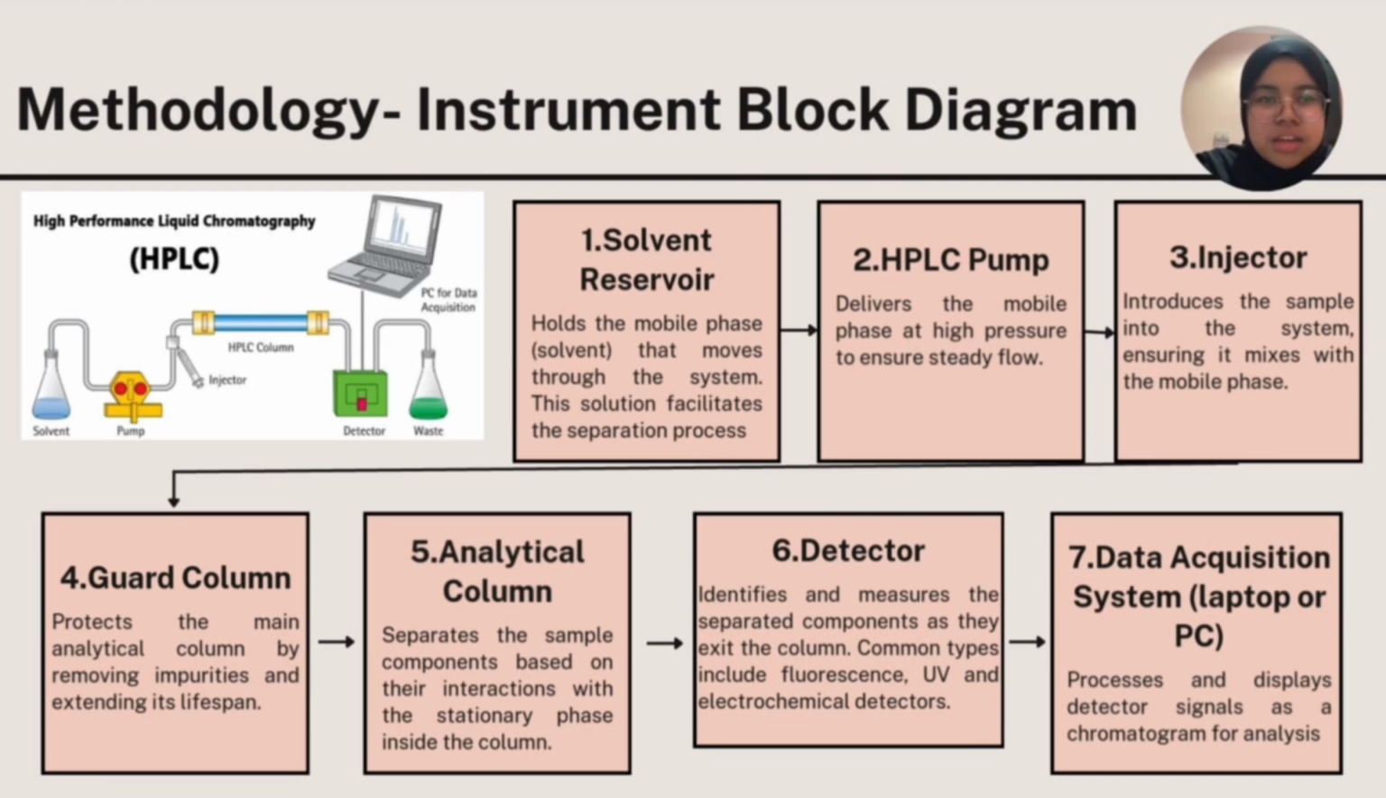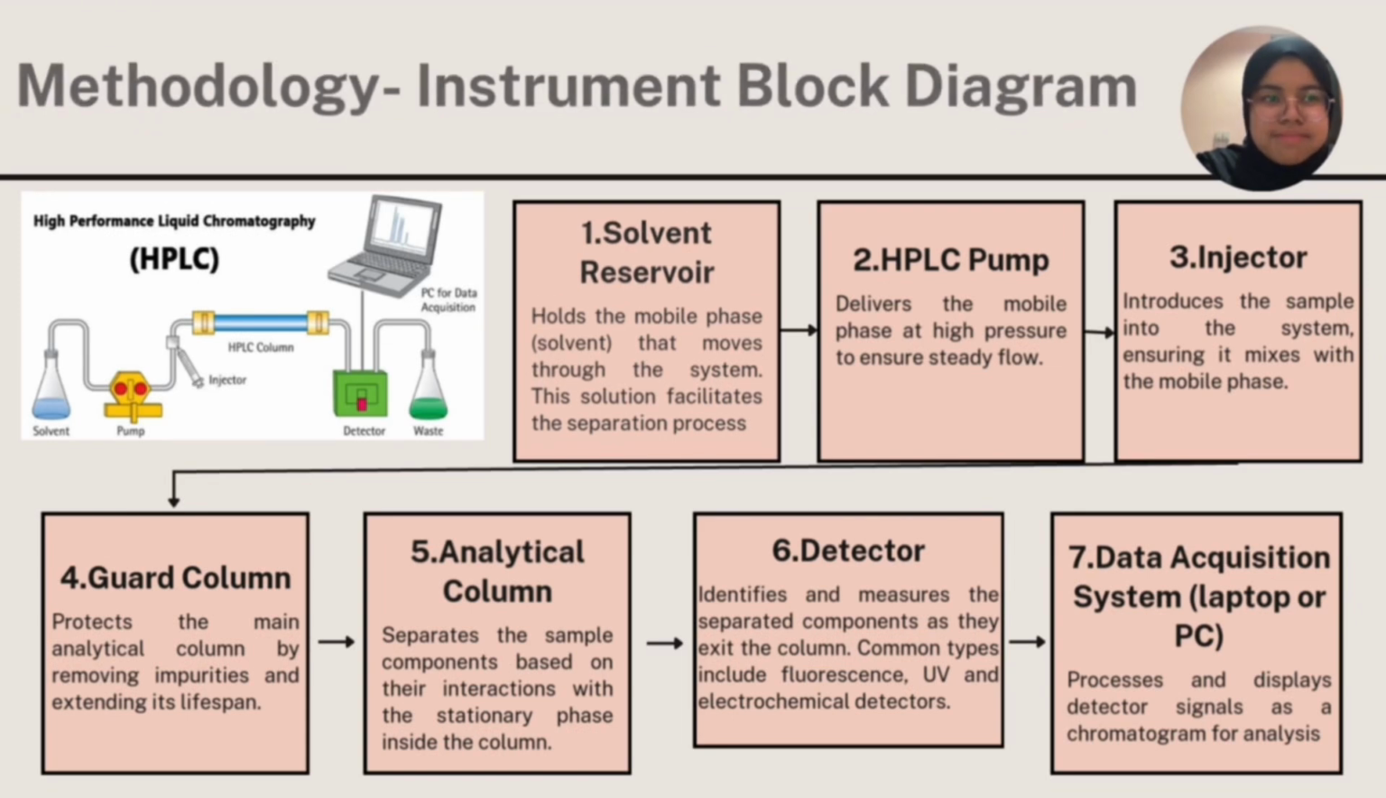Different detectors like UV-Vis, fluorescent, and electrochemical detectors are used depending on the sample. The signal generated by the detector is sent to the data system. The data system, usually a computer with specialized software, collects the detector signal, processes it, and displays the result as a chromatogram. The chromatogram provides information on the retention time, concentration, and identity of each sample component.